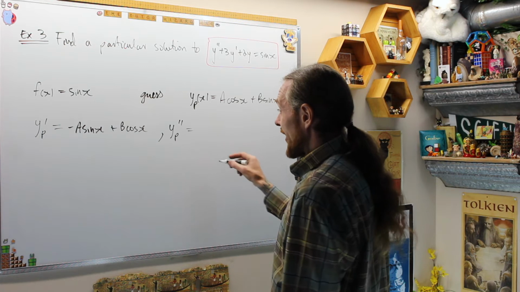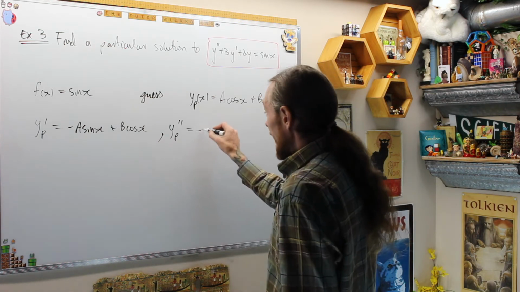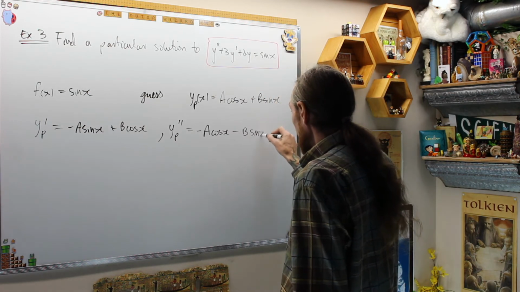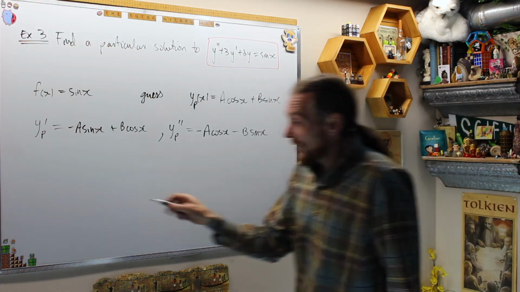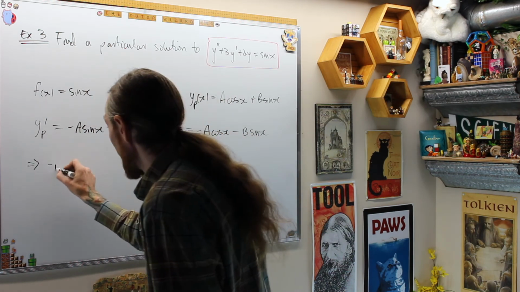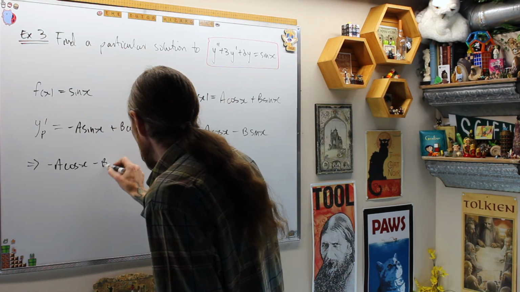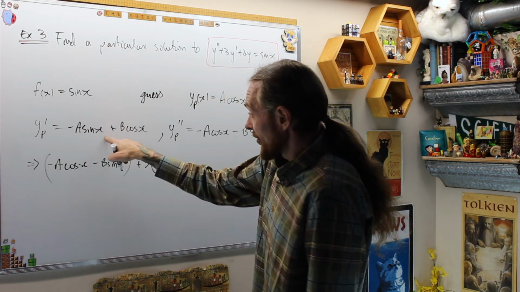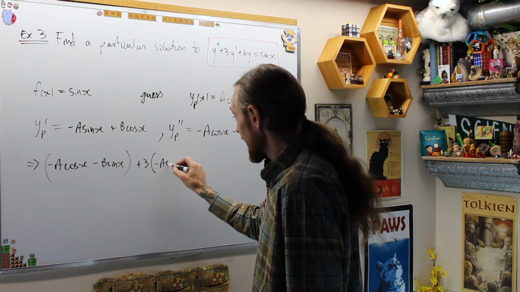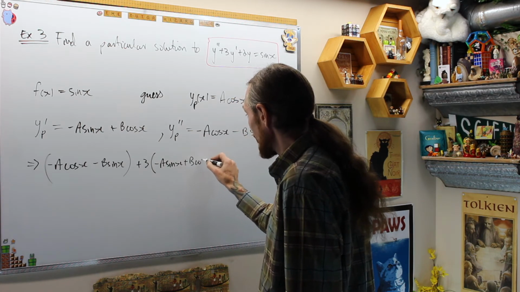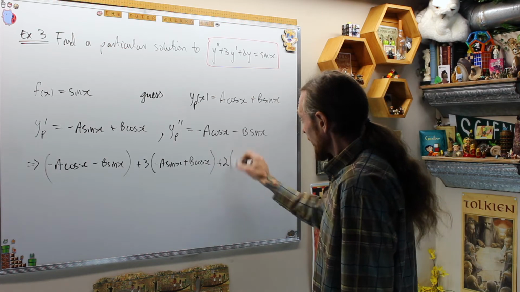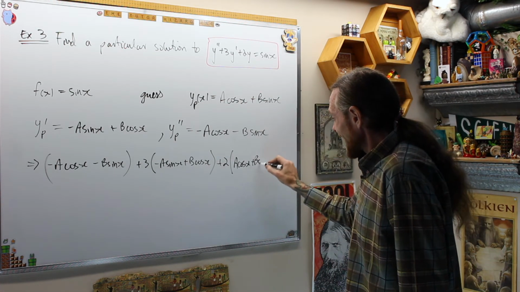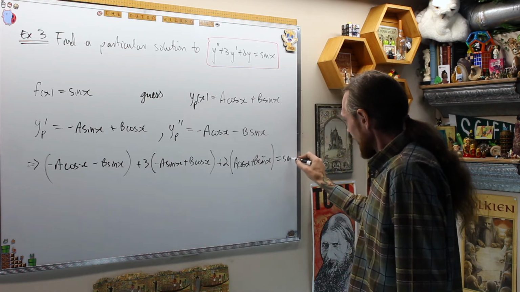The derivative of this is going to be negative a cos x minus b sine x. Once I have those, what do I do with them? I plug them in. That tells me that y prime prime, negative a cos x minus b sine x, plus 3 times y prime, which is negative a sine x plus b cos x, plus 2 times my function, a cos x plus b sine x, equals sine x.